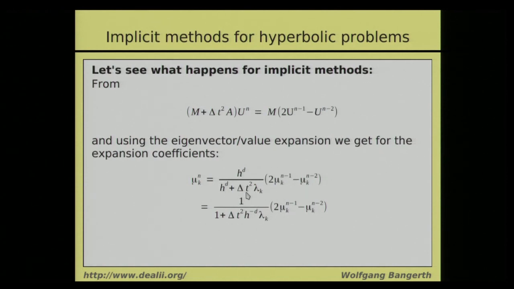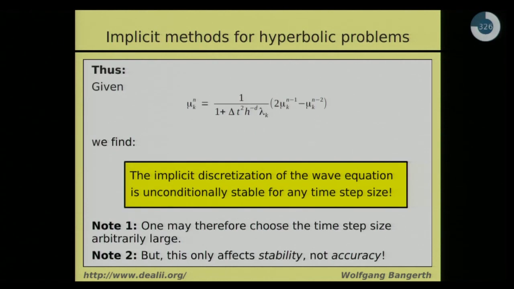You see again that if I assume that these two expansion coefficients are the same, for example for the previous two time steps, I get an amplification factor that is always less than 1, because I know that the eigenvalues are positive, and 1 over 1 plus something positive is always less than 1. So implicit time discretizations for the wave equation, or for any second order hyperbolic problem, are again unconditionally stable for any time step size. You might think that I can choose the time step as large as I want. But that turns out to be not quite true.